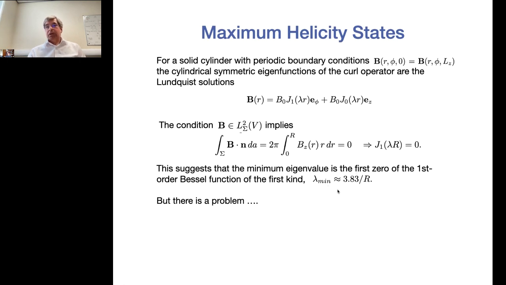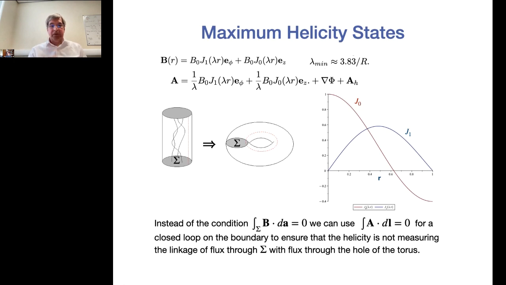Now, this is quite a restriction, and I try to explain this on the next slide. So we have our periodic cylinder here. Sigma is a cross-section of the cylinder. If we think of this periodic cylinder as a torus, then sigma is a cross-section of the torus. The condition that the flux through this torus vanishes is quite restrictive, and we would like to get rid of that.